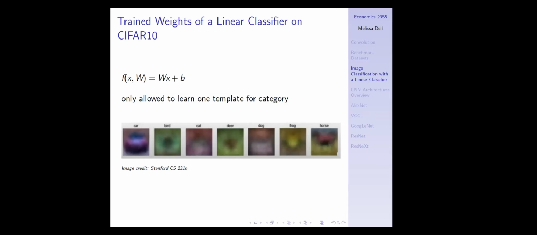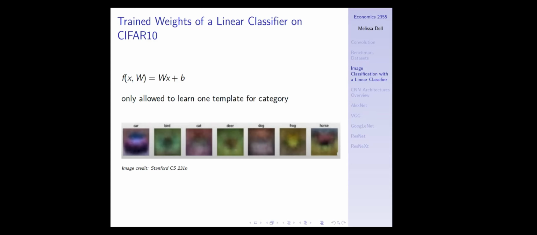And to make it clear, this is a cool example showing what happens if you were to train a linear classifier on CIFAR 10, which is the data set that has 10 different classes in it. And as we just saw, you're only allowed to learn one template for each category, because essentially you're just applying the template for each category with the image and taking the highest score. What does it look like? Well, here is a visualization of what you would get out if you trained a linear classifier on CIFAR 10.